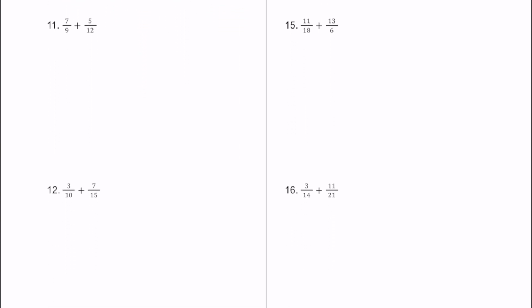All right, here is number 11. For number 11, we have 7/9. Let's go ahead and add 5/12 onto that. Let's go ahead and see when 9 and 12 meet for the first time. 9 and 12 have a common factor of 3. 3 times 3 is 9. 3 times 4 is 12. 4 and 3 have nothing in common now, so if we multiply 3 times 3 is 9, 9 times 4 is 36, then we know that the first time 9 and 12 meet is at 36.